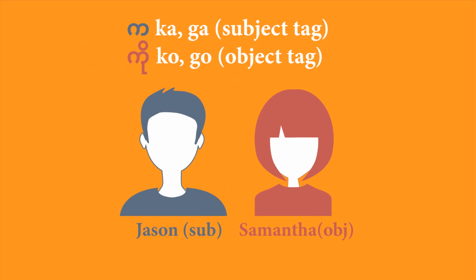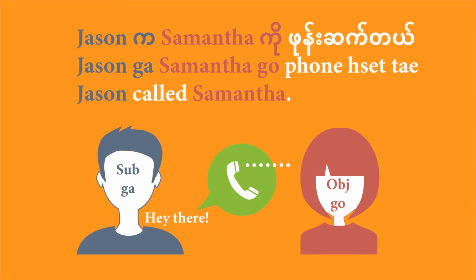If Jason is making the call, you have to mark Jason with the subject tag ga, and it comes after the name Jason. So the subject becomes Jason ga. Since Samantha is receiving the call, she's the object, so you mark her with the object tag go. So Samantha becomes Samantha go.